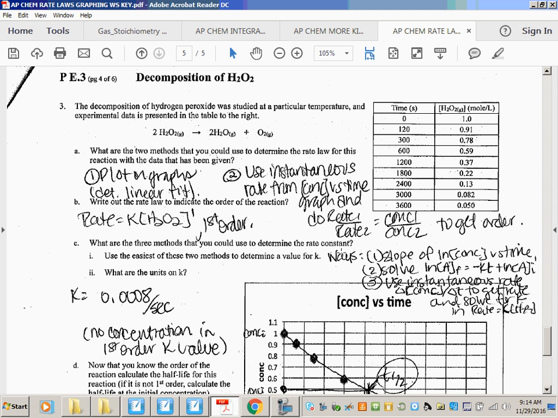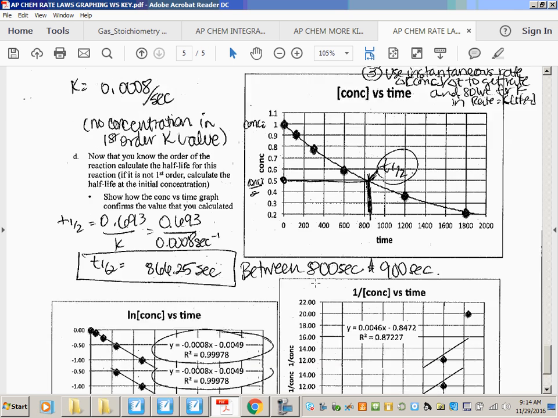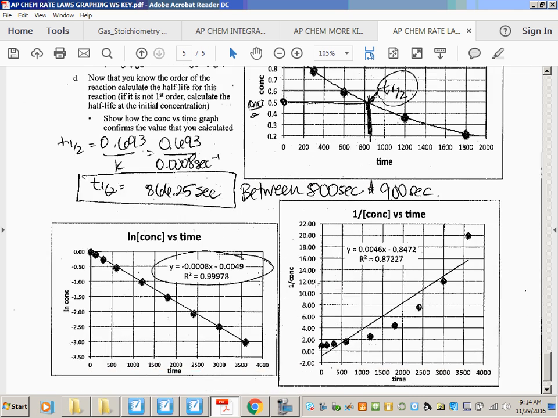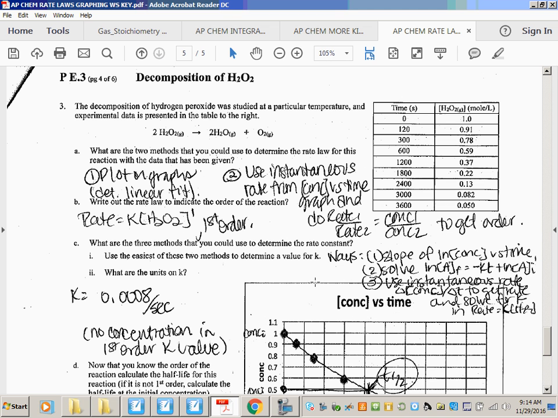For this one, we did have the data points given to us through graphs. Each of these graphs had their LinReg and their R squared values given, which is very nice. So you can see that this was the most linear at 0.999. So it's definitely a first order reaction because that's the best relationship for this particular reaction. When you write down your rate law, the actual rate law itself, not the integrated rate law, the actual rate law is the differential version.